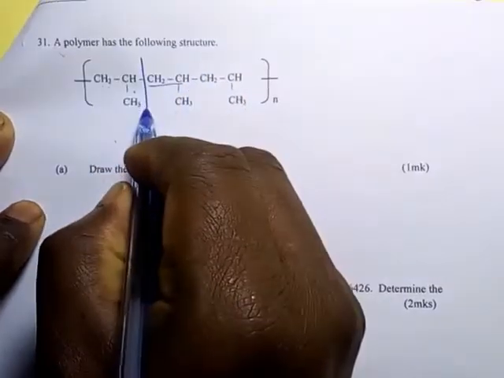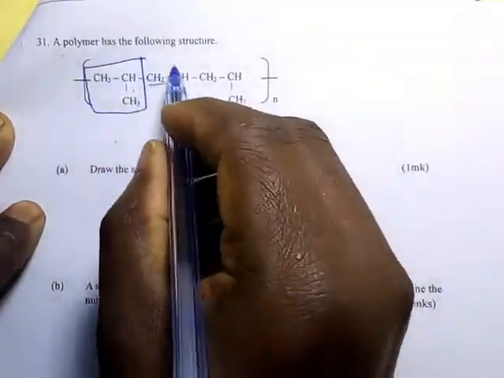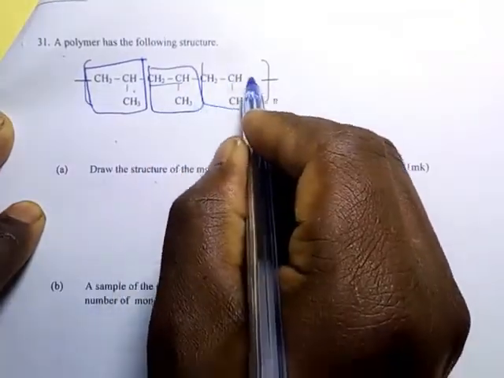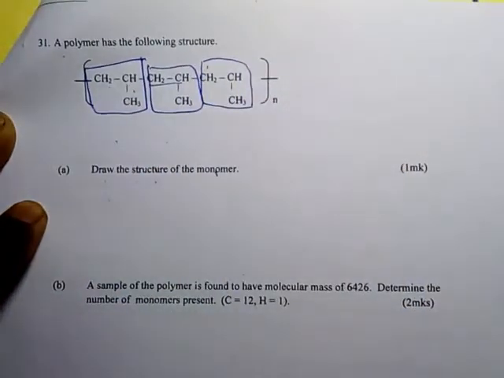So the repeating unit, as you can see, it is this unit. It is this unit that is repeating itself. Are you seeing that? I hope you have seen now. That one is the repeating unit.